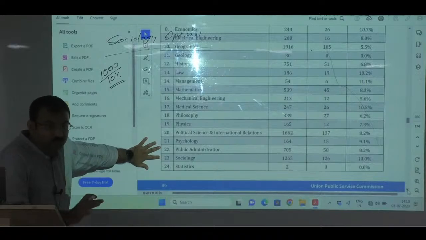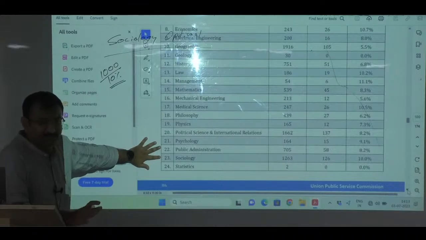That's why I said, I do not know. If you ask me whether sociology as an optional is good or bad, I'm the worst person to ask this question. I'm a very wrong person to ask this question because obviously I'm going to have bias. Let's look at some report which is credible. I think this report can be called credible.